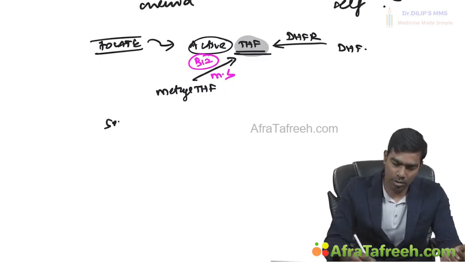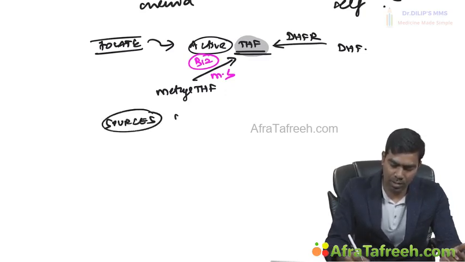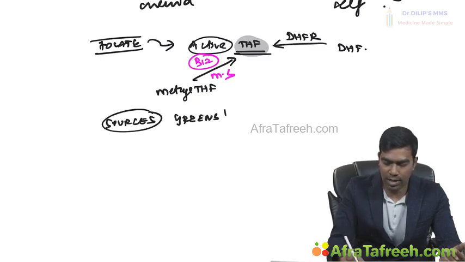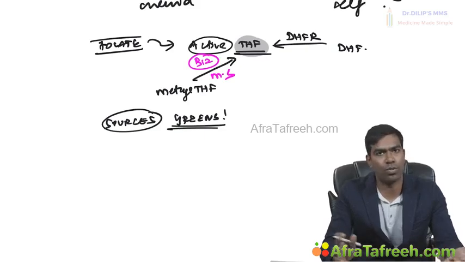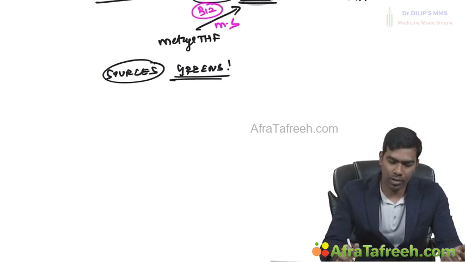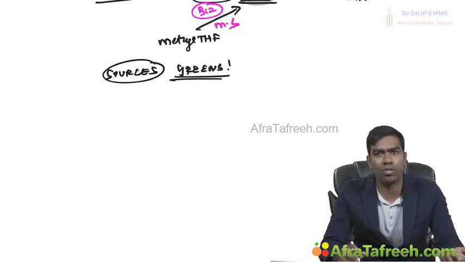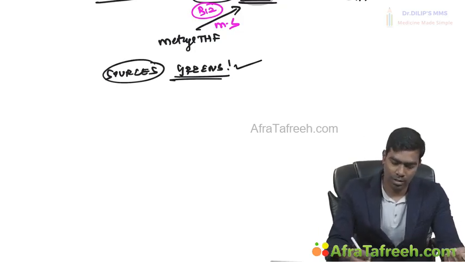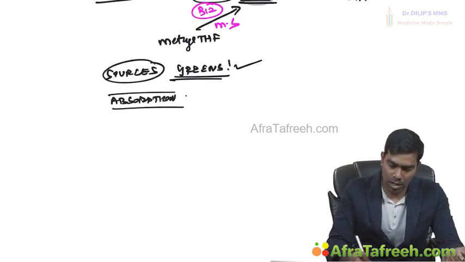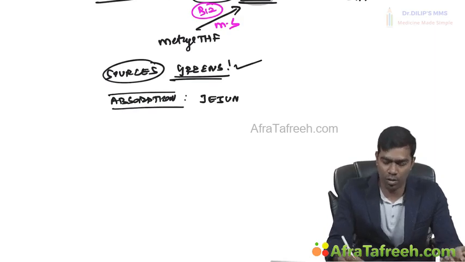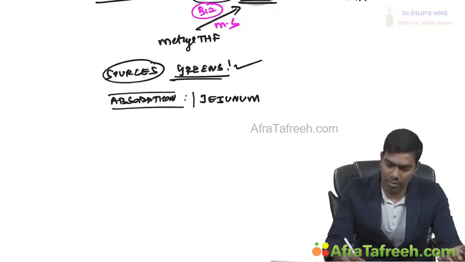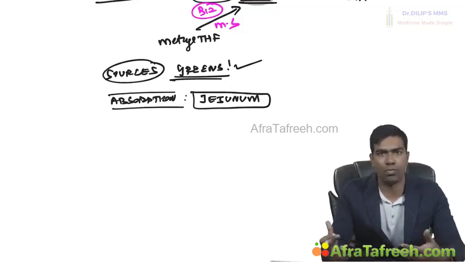Next, what are the sources? For tetrahydrofolate, you only have to remember one thing: the greens. Greens form a huge chunk of the source. Very small amounts are synthesized by the intestinal flora also, but that's not important. The green vegetables are the massive source of folate in the body. Then absorption wise, if they ask you, absorption typically happens in the jejunum, the most distal parts of the duodenum and the jejunum, but the jejunum is the most important and classical area, where you have specific transporters that absorb folate.